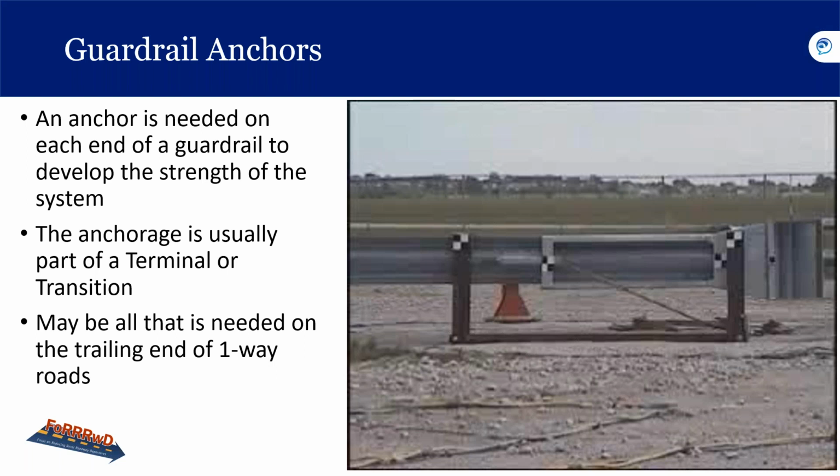So let's talk about guardrail anchors. And so we'll have another video for you. So an anchor is needed on each end of a guardrail to develop the strength of the system. The anchorage is usually part of a terminal or transition and may be all that is needed on the trailing end of one-way roads. So let's take a look at a video showing the function of the anchor with a downstream hit. The anchor includes the cable, connections to the guardrail, post, and strut.